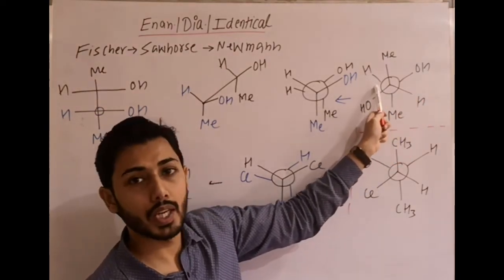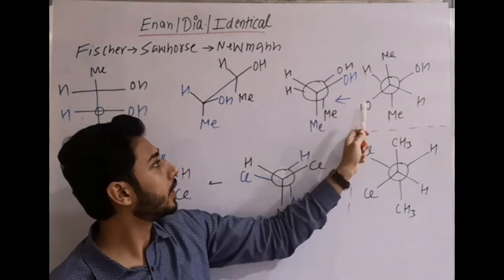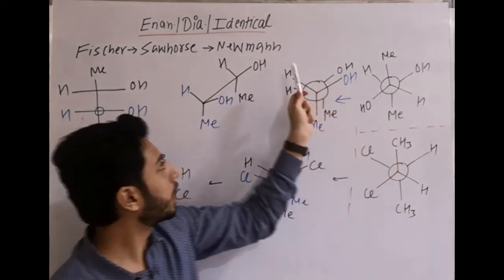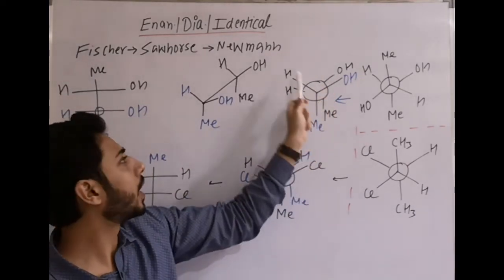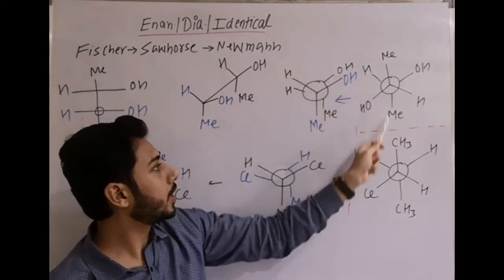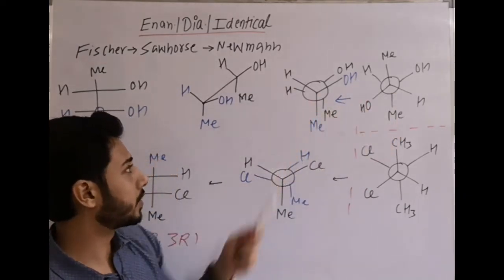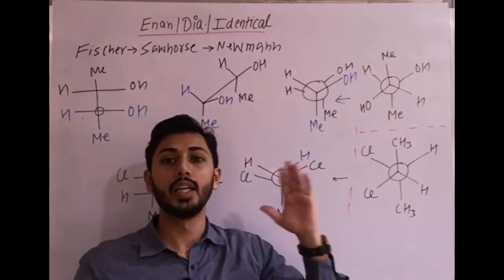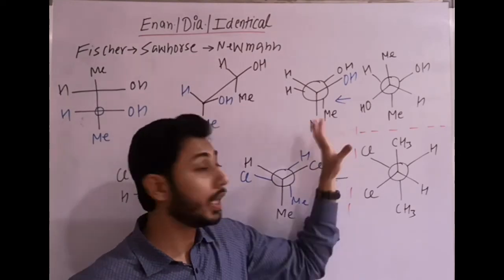H will go on the opposite side. So this is the eclipsed form of this structure. The front carbon is rotating 180 degrees, the back carbon is fixed. Back carbon: H, OH, methyl, which I have marked in black color. And in the front carbon, methyl reached below, OH goes on the right side, H goes on the left side. So with the 180 rotation, we are converting the staggered form of Newman into the eclipsed form.